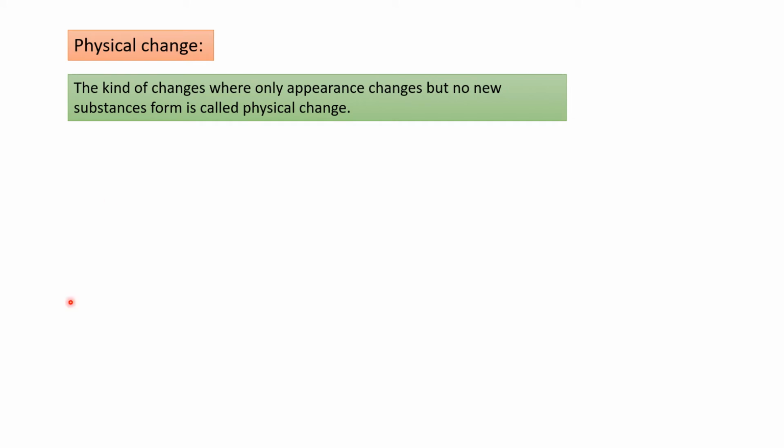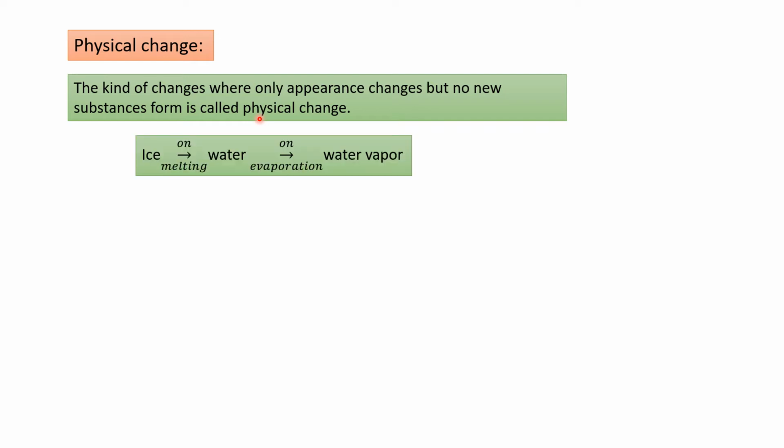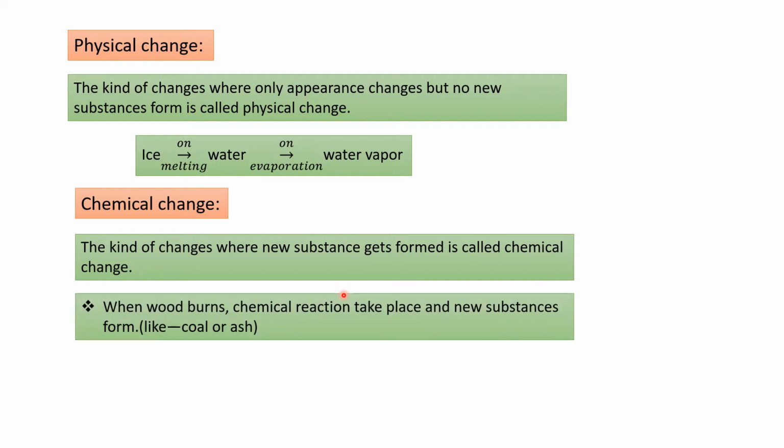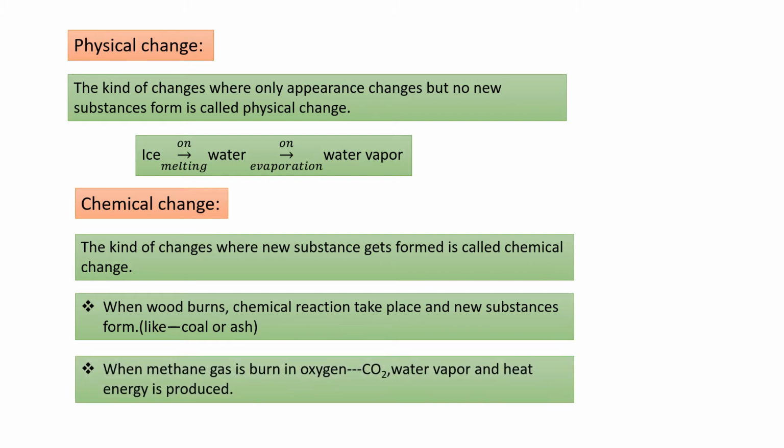Now we come to the definitions. Physical changes: the kind of changes where only appearance changes but no new substances form is called a physical change. Example, ice melting into water and water evaporation into water vapor. Chemical changes: the kind of changes where new substances get formed is called a chemical change. When wood burns, a chemical reaction takes place, new substances form. And when methane gas is burned in oxygen, carbon dioxide, water vapor and heat energy are produced.